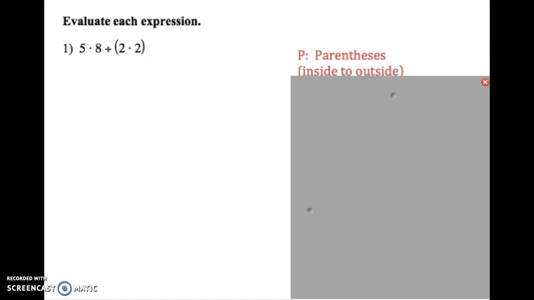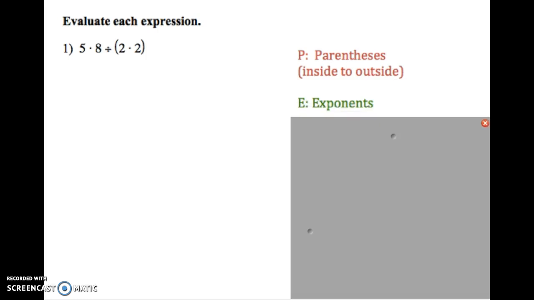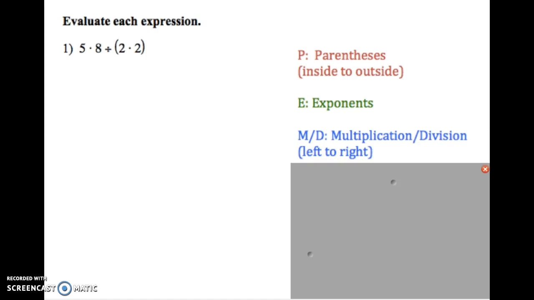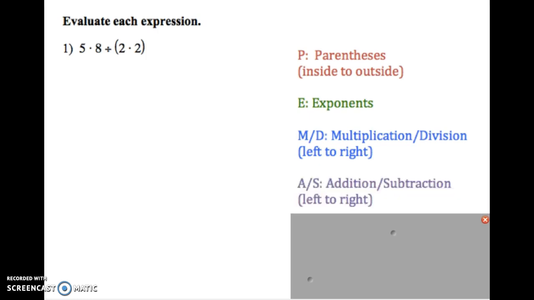Remember, P's for parentheses, we do parentheses from inside to outside. The E in the PEMDAS is for exponents. The MD's for multiplication and division, we do those from left to right. And the A and the S is for addition and subtraction, those we also do from left to right.